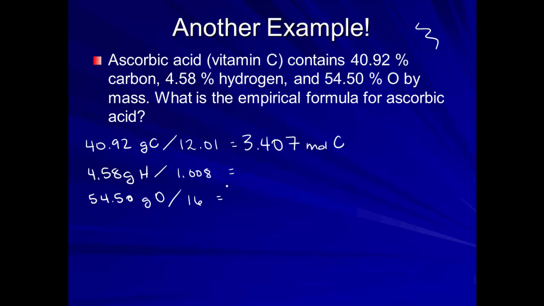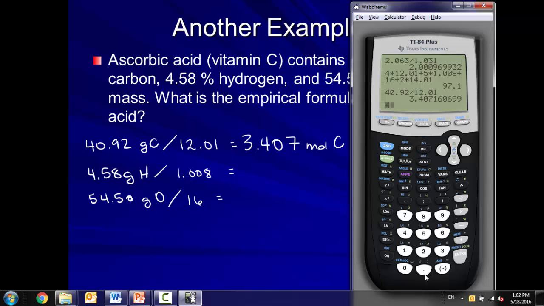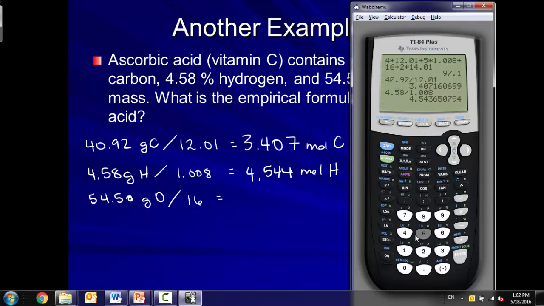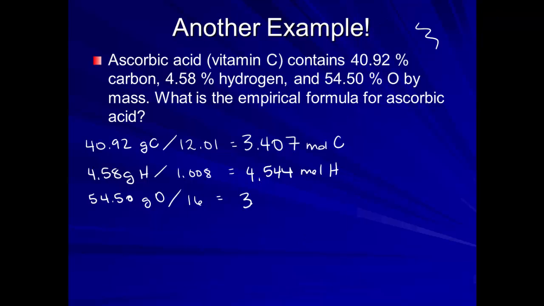Hydrogen is 4.58 divided by 1.008. 4.544. That's moles of hydrogen. And oxygen is 54.5 divided by 16. 3.406 moles of oxygen. Okay, so go back to your rhyme.